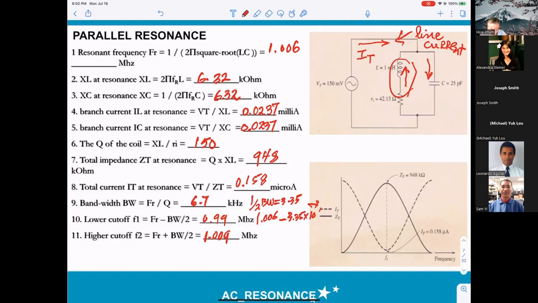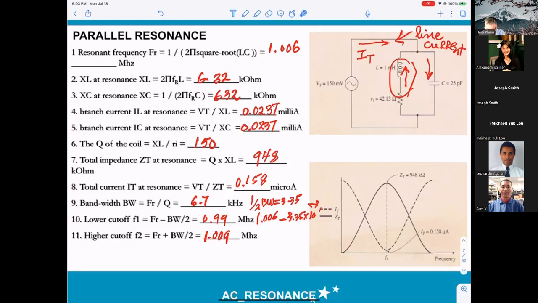If you measure the current here in this branch, you can get the IL. You measure on the other side, in here, you can get the current of the capacitor. But both currents are supposed to be equal at the resonance, but the line current here still has a little current. That's what we calculated, 0.158 microamp. They still get the current, okay?